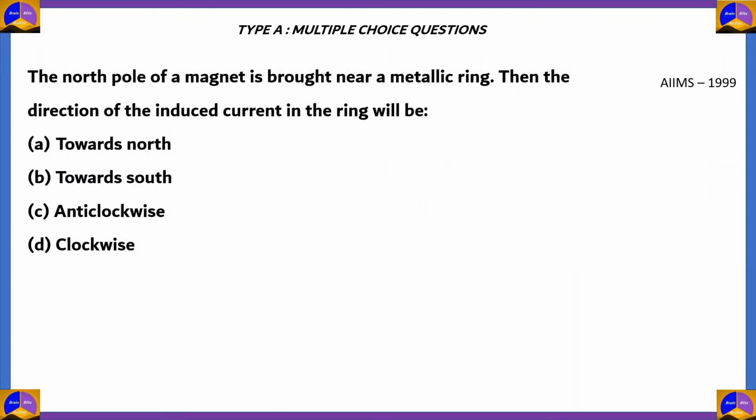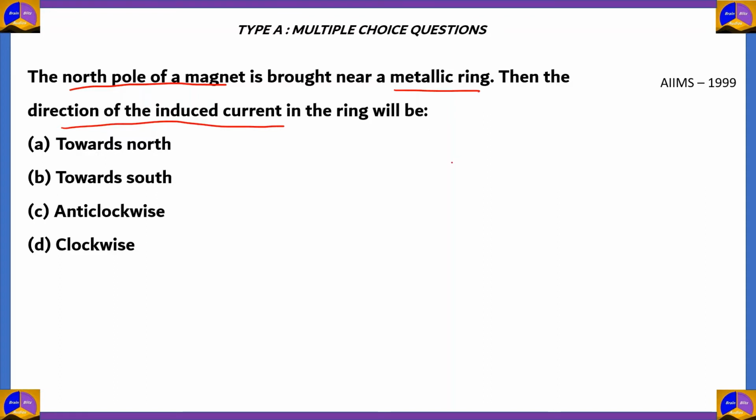Let's look at this question. The north pole of a magnet is brought near a metallic ring. Then the direction of the induced current of the ring will be towards north, towards south, anti-clockwise, clockwise.